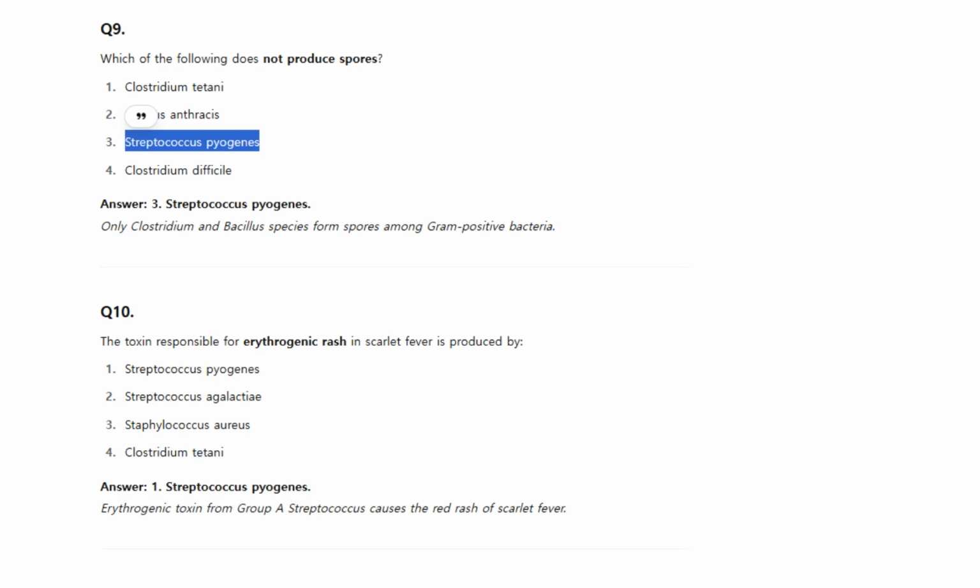Q10. The toxin responsible for erythrogenic rash in scarlet fever is produced by 1. Streptococcus pyogenes, 2. Streptococcus agalactiae, 3. Staphylococcus aureus, 4. Clostridium tetani. Answer 1. Streptococcus pyogenes. Erythrogenic toxin from Group A Streptococcus causes the red rash of scarlet fever.